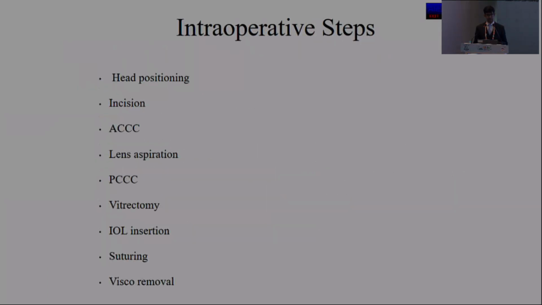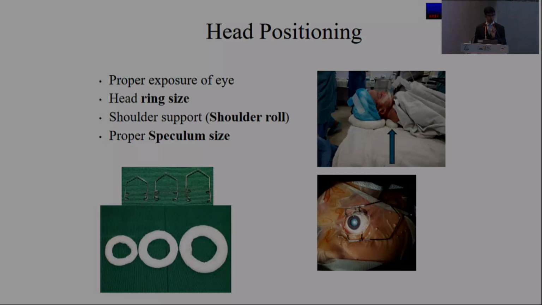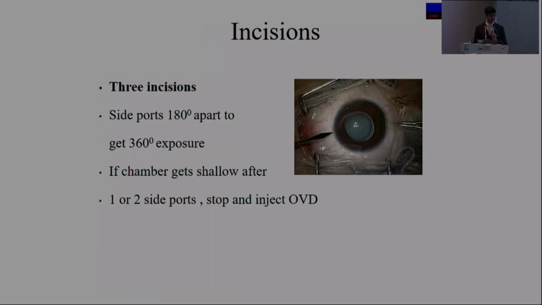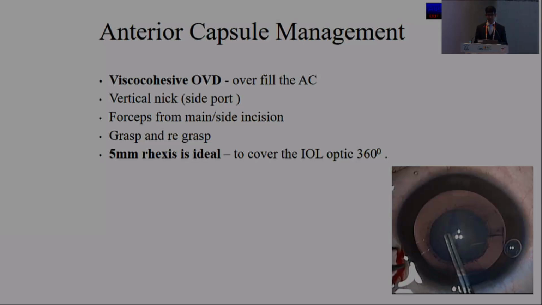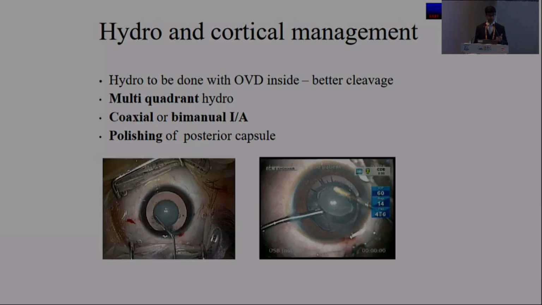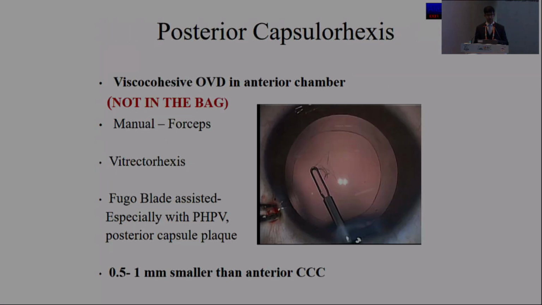There are certain surgical challenges we have to keep in mind about the head position. We can use a shoulder roll and a head ring, an appropriate size speculum, and proper incisions. CCC runs off, so we have to use a heavier viscoelastic like Healon GV. Anterior capsule management, as I told you, heavier viscoelastic then multi-quadrant hydro. And for posterior capsular access, a very important step, we do not need to fill the bag, just the anterior chamber, adequate enough to create a space for our ILM forceps or whatever forceps we use to go.